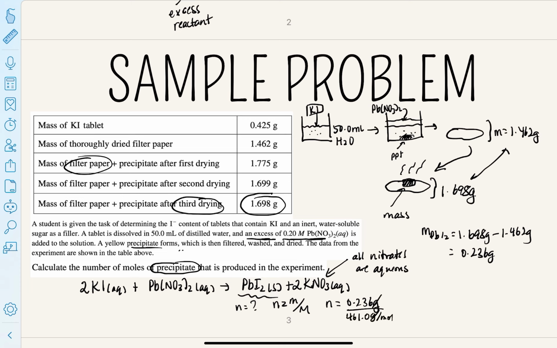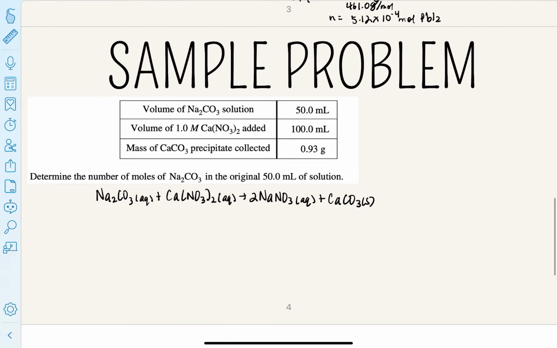Grams cancels out, and the mole will reciprocal to the top, and that will give me 5.12 times 10 to the minus 4 moles of solid precipitate PbI2. Okay, so the actual calculation is not too difficult. It's just interpreting that lab data and understanding how that lab data helps us do our answer. Let's try one more.